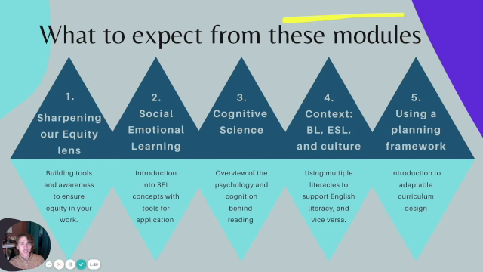One will be sharpening your equity lens: building tools and awareness to ensure equity in our work. Number 2 will be social and emotional learning. That's an introduction to what's known as SEL, social emotional learning, concepts with tools for application. Number 3, we'll be doing cognitive science, an overview of the psychology and cognition behind reading.